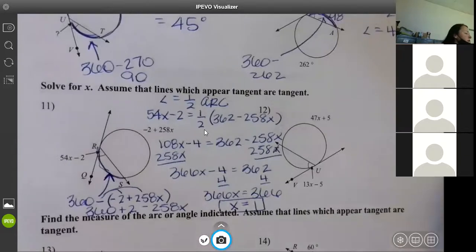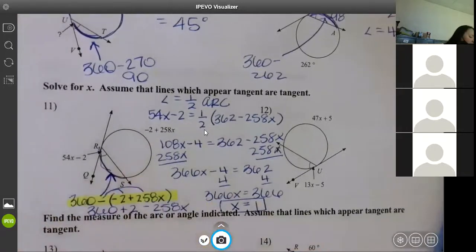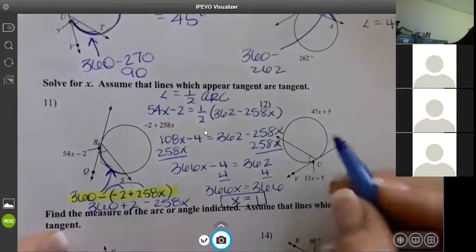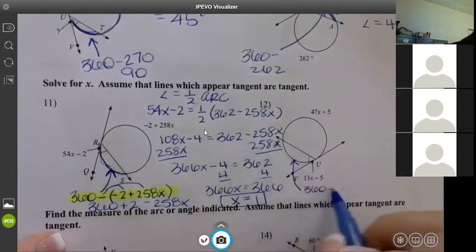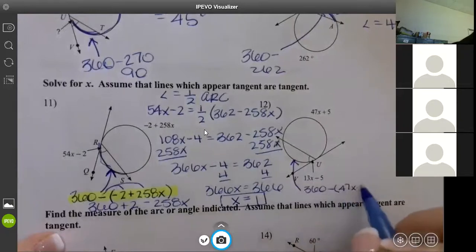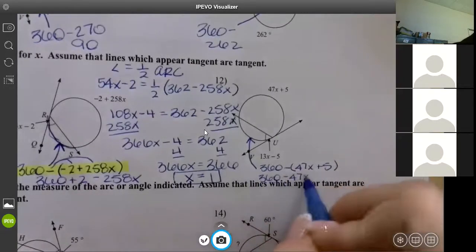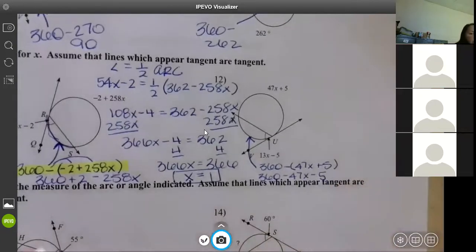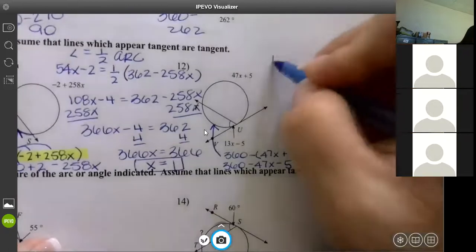So the only thing, guys, just pay attention on this step right here that you have to distribute that negative, okay? That's the only hard part of this whole thing. Everything else worked out exactly the same. So same thing on this one. To get this arc right here, you do that 360 minus, make sure you put it in parentheses, (47x plus 5), which gives you 360 minus 47x minus 5. And I'll clean it up when I put it in my formula.